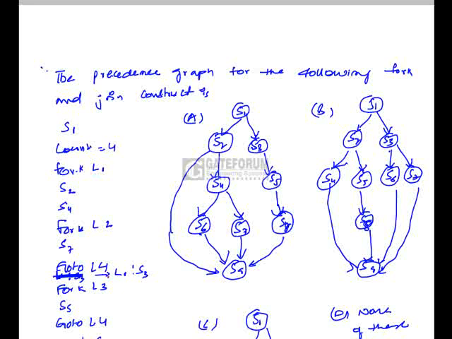Here this is L1 and here S3 is there. That means S3 is labeled L1, and the statement following the fork is S2. That means S2 and S3 will start parallel execution after S1. So if we see the options here, all the given options contain S2 and S3 parallel after S1.